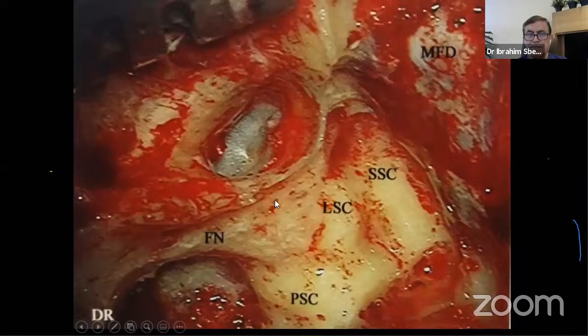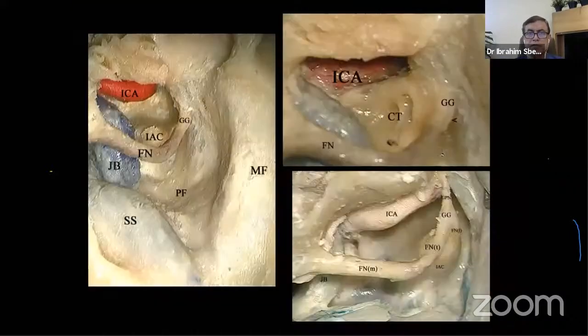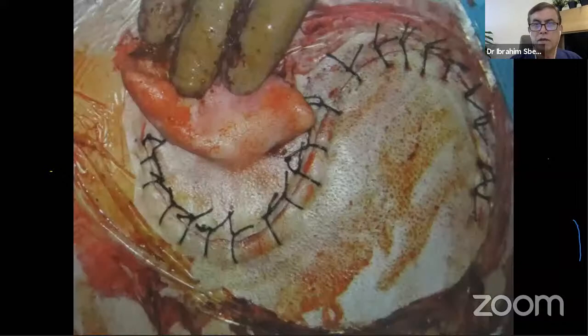Same picture, facial nerve. And then you come to this beautiful picture, seeing the internal carotid, the jugular bulb, and the facial nerve. Beautiful illustration that people can read carefully at their leisure time. And the closure.